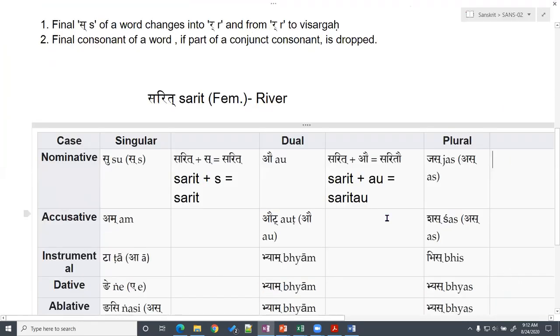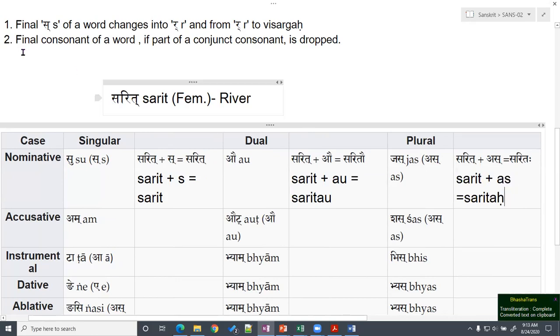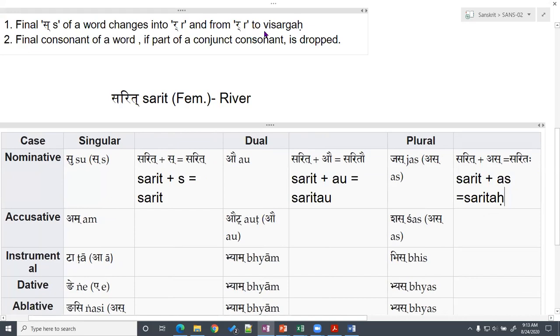And here, Sarit plus, now we will add the one in the bracket, the one which remains, not just us. Here again, if you just add it up and change the sakara into refa, and refa into visarga, it becomes Saritaha. They come together and you see the rule here: the final sakara of a word changes into refa and from refa to visarga. So it becomes Saritaha.